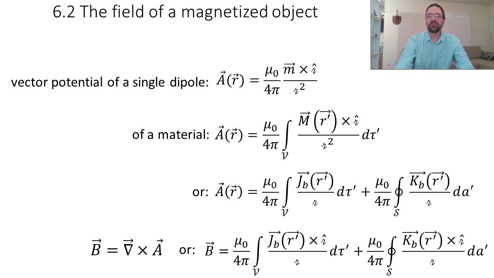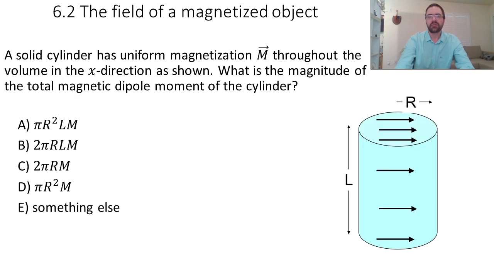Okay, before we conclude this video, let's do a couple of questions. So a solid cylinder has uniform magnetization M throughout the volume in the x direction. What is the magnitude of the total magnetic dipole moment of the cylinder?